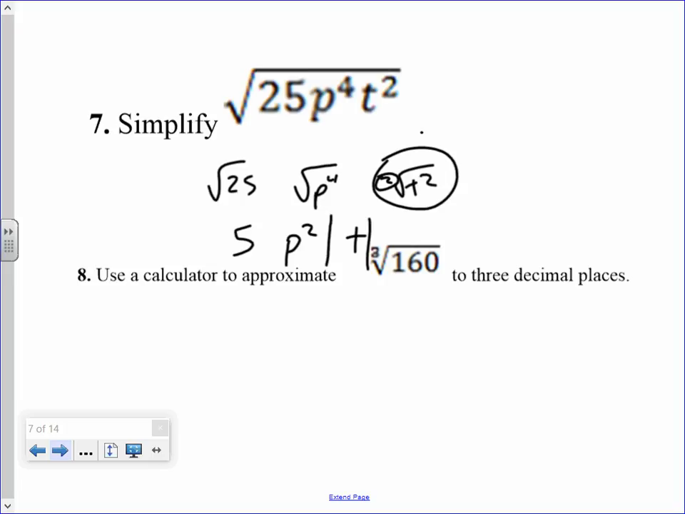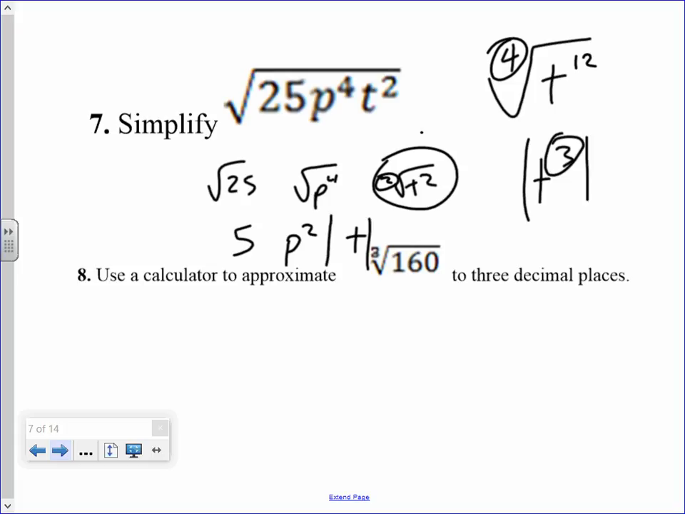So if you took the 4th root of t to the 8th, then 8 divided by 4 is 2. Your answer is t squared. You don't have to worry about it. That's even and that's even. But if you do t to the 12th, 12 divided by 4, 3. Now you have a t to the 3rd. So you have an even and an odd. You need absolute values.